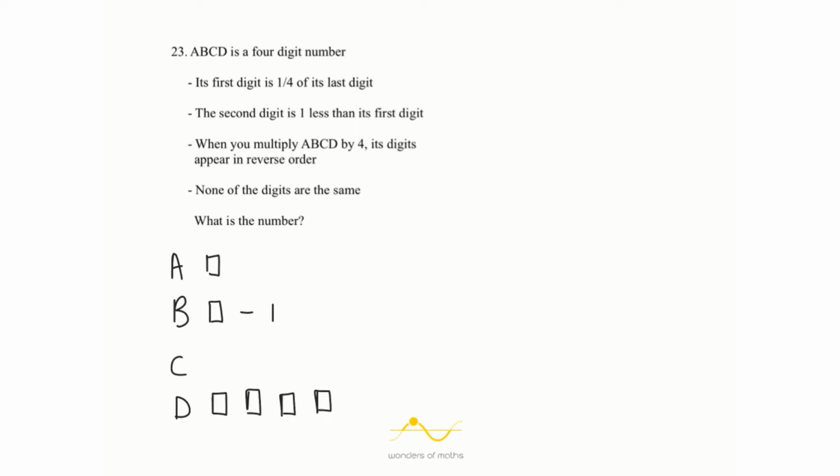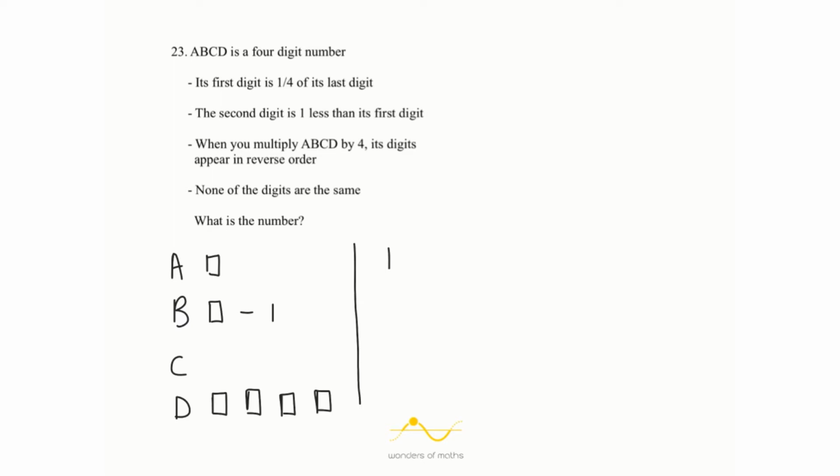Now, let's try and get some systematic trial and error in. Let's consider what would happen if a block was equal to 0. We can very quickly realize that this option is incorrect, as it would mean that the first digit was 0, making it a 3-digit number, and B would also be minus 1, which again is incorrect. Now, what if a block was equal to 1?